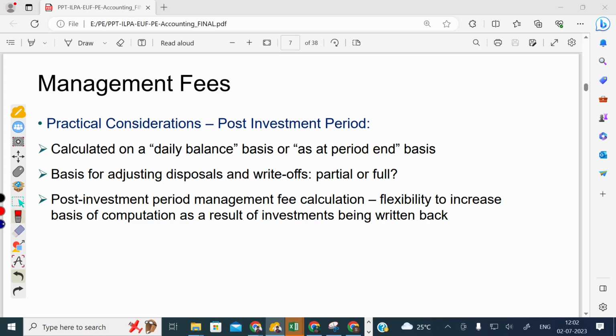Right, that also happens. Post investment, management fees calculation has flexibility to increase the basis of computation as a result of investment being written off. Post investment you would also see a kind of discount, where the fund managers announce a discount. A discount is again a kind of write-off. A write-off means allowing investors not to pay the fees. So that term we call a write-off. Announce the write-off in that way.